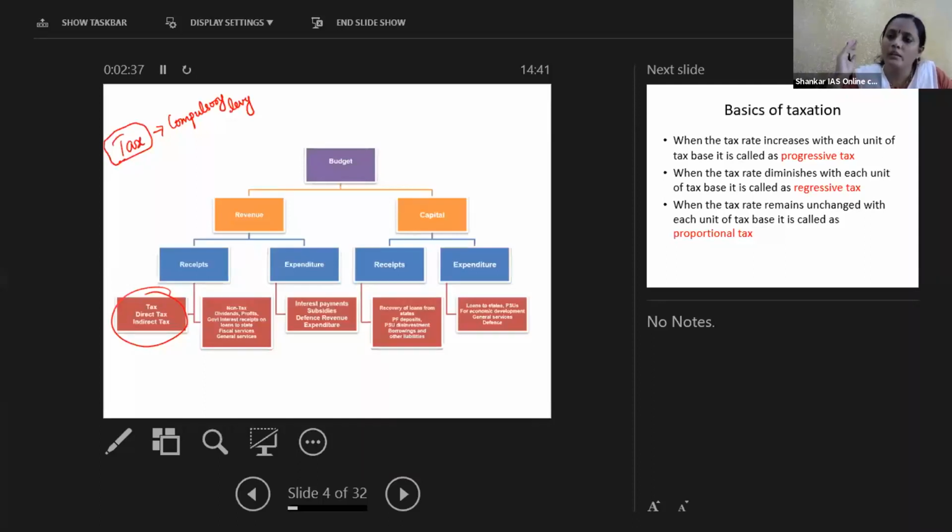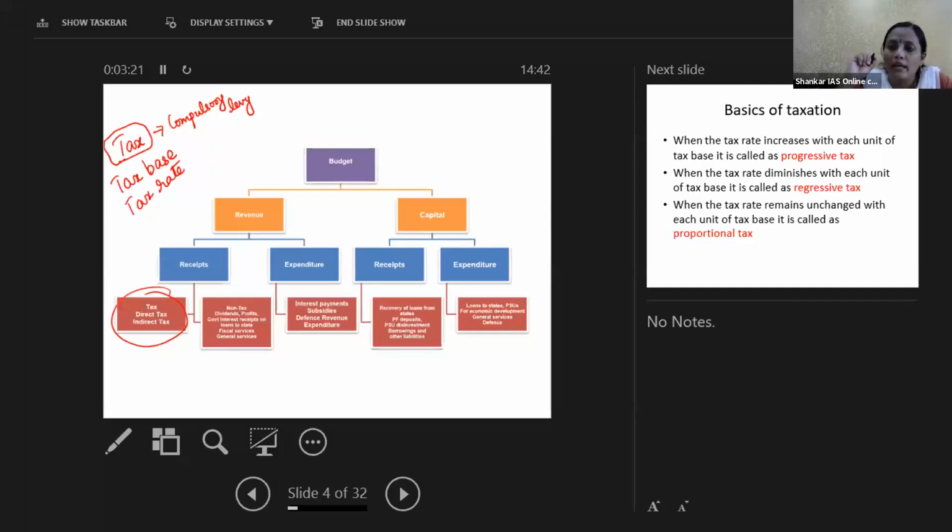So tax is a compulsory levy which will be paid out of your income or your profit, or by the consumption of goods or services. We are going to tell you all the different types of taxes today. First, let us put these two words into your mind. The moment you hear the word tax, from now on you have to remember the words compulsory levy. Now when we talk about tax, there are two key words: one is called tax base, another is called tax rate.